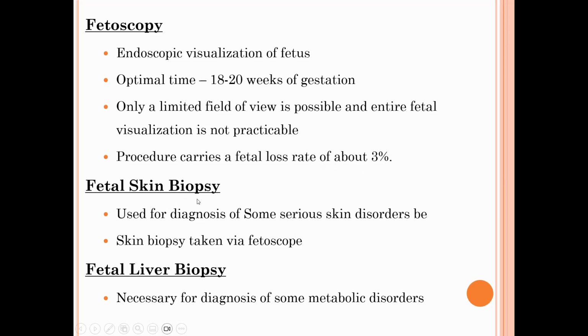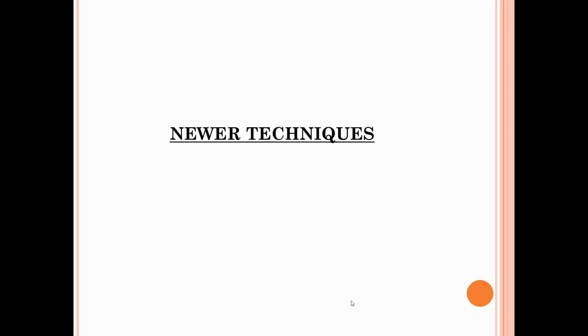There can be fetal skin biopsy, used for diagnosis of some serious skin disorders, and skin biopsy is taken via fetoscope. Fetal liver biopsy is done for diagnosis of some metabolic disorders. I hope you remember all those storage diseases, Gaucher disease or some other diseases are there.